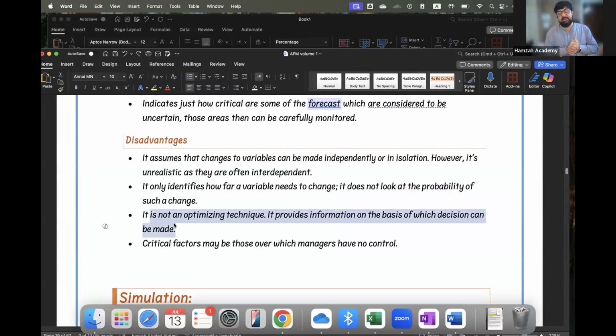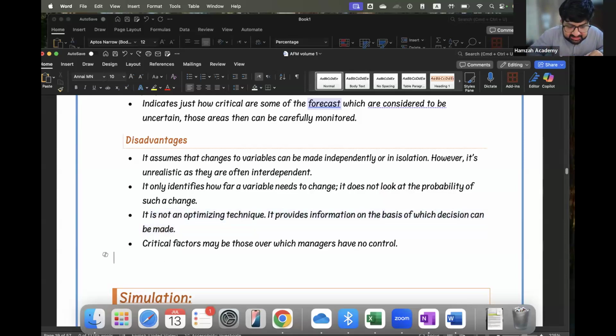Another point: it tells us these are the critical variables. Now you have to make a decision about what to do with it. In itself, it does not give any decision on how to tackle it.